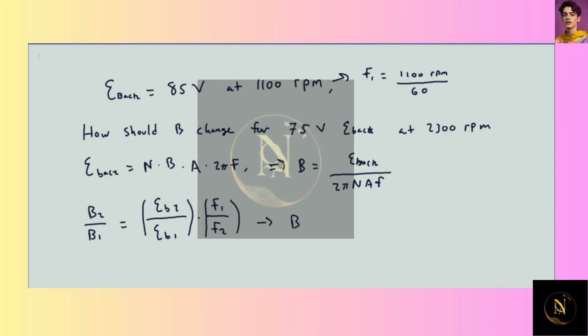And it ends up being the fact that B2, the B field we want, is equal to 0.42 times the B field in the first case. So we'll need to take our B field and multiply it by 0.42. So we'll need to cut it in a little bit more than half in order to have the back EMF that we want at the rotations per minute that we'll have. So that's our final answer.